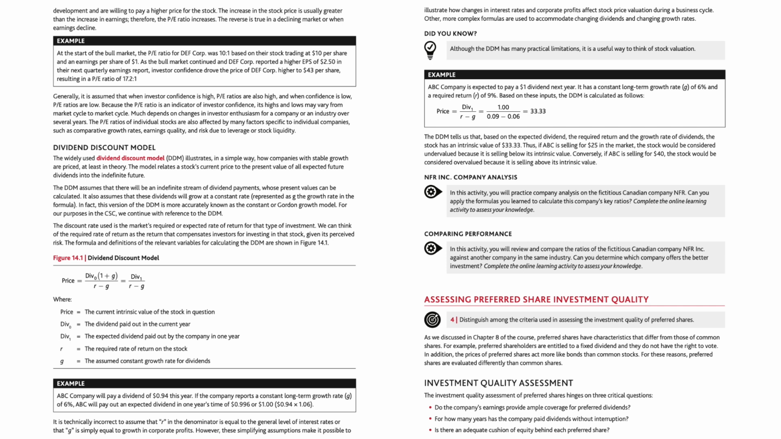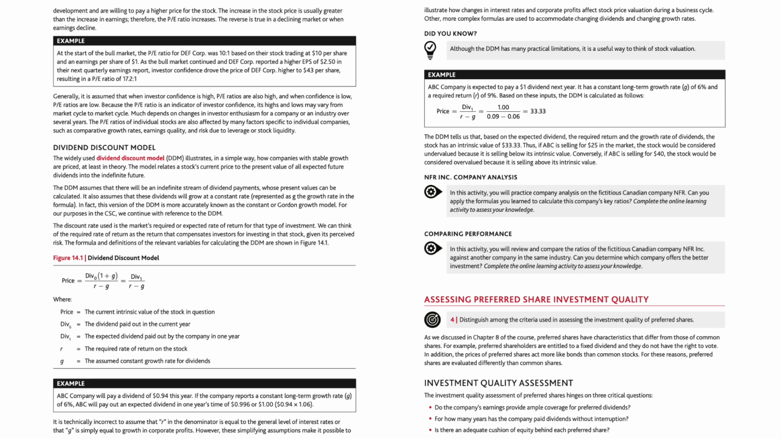Thus, if ABC is selling for $25 in the market, the stock would be considered undervalued because it is selling below its intrinsic value. Conversely, if ABC is selling for $40, the stock would be considered overvalued because it is selling above its intrinsic value.